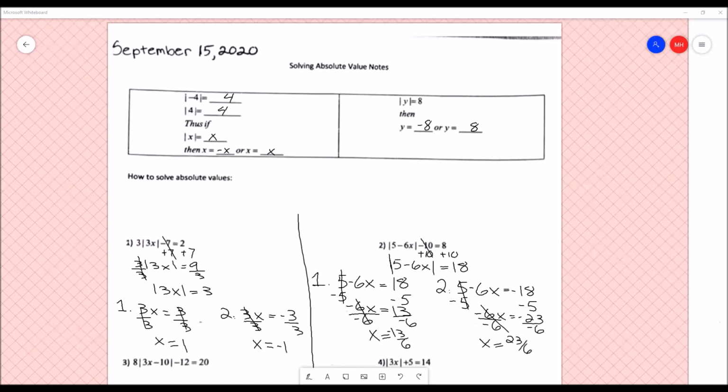Once again, you can always plug in your answers to your initial equation. So you plug it back into that absolute value of 5 minus 6x minus 10 equals 8. And check and solve and see if you still get that solution of 8. And then in number 1, see if you still get that solution of positive 2. Few more examples, and then we'll talk about your homework assignment.